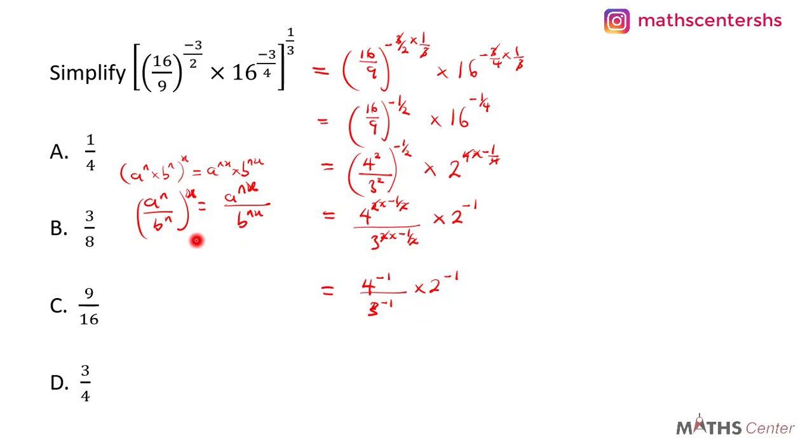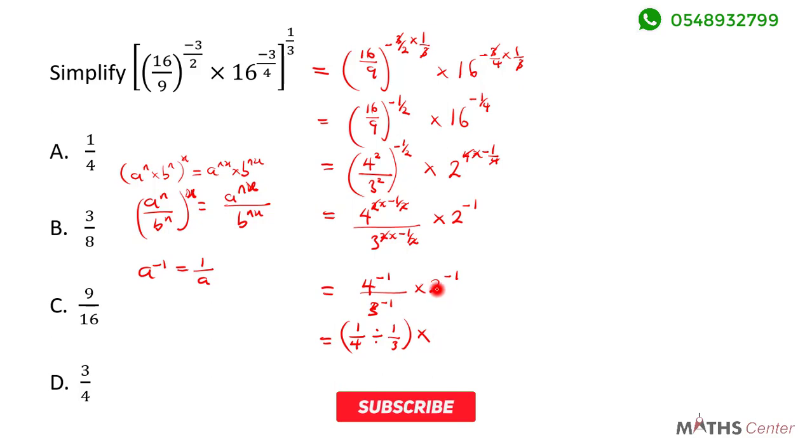From indices, we know that if we have a exponent negative 1, it can be written as 1 divided by a. And so, if we have 4 exponent negative 1, it can be written as 1 divided by 4. We have a division sign here, so I'll bring divided by. 3 exponent negative 1 can be written as 1 divided by 3. I'll put this in a bracket. Then times 2 exponent negative 1 can be written as 1 divided by 2.